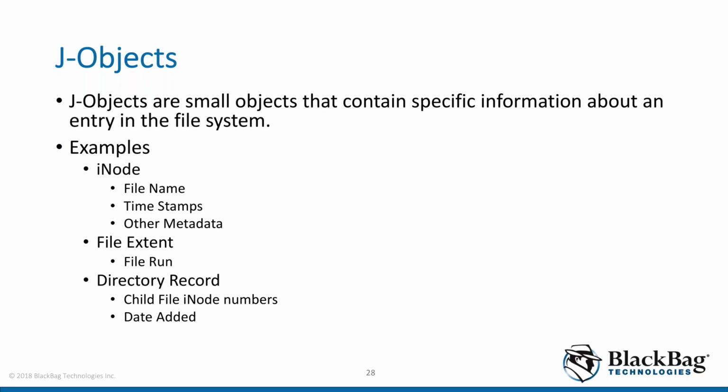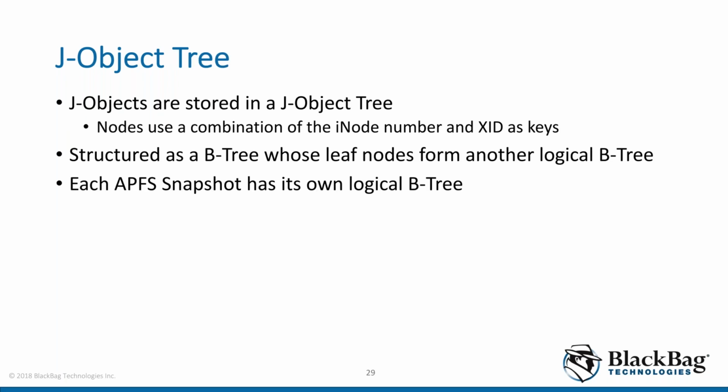Another example I give is the directory records. For every directory on the file system, there is a J object for every single child node. So that's how you're able to build the directory tree, right? You go ahead and you parse these J objects. These J objects will live inside of root nodes inside of a tree that we're going to be able to find.